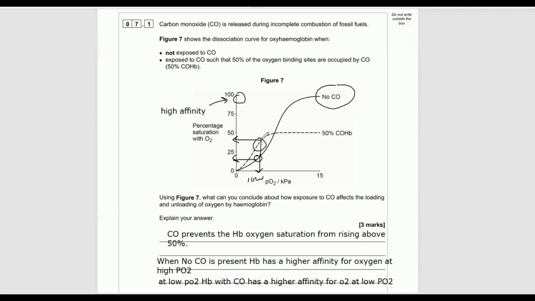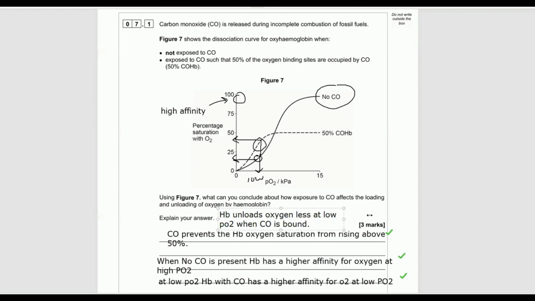And so it's less likely to unload compared to normal hemoglobin that has no carbon monoxide, which has a lower affinity for oxygen at lower partial pressures, which is very useful because you want the hemoglobin to be unloading oxygen at those lower partial pressures like respiring tissue. So you want its affinity to change, whereas it seems like the carboxyhemoglobin is not unloading very well at low partial pressures, which means it has a higher affinity for oxygen than the no CO hemoglobin.